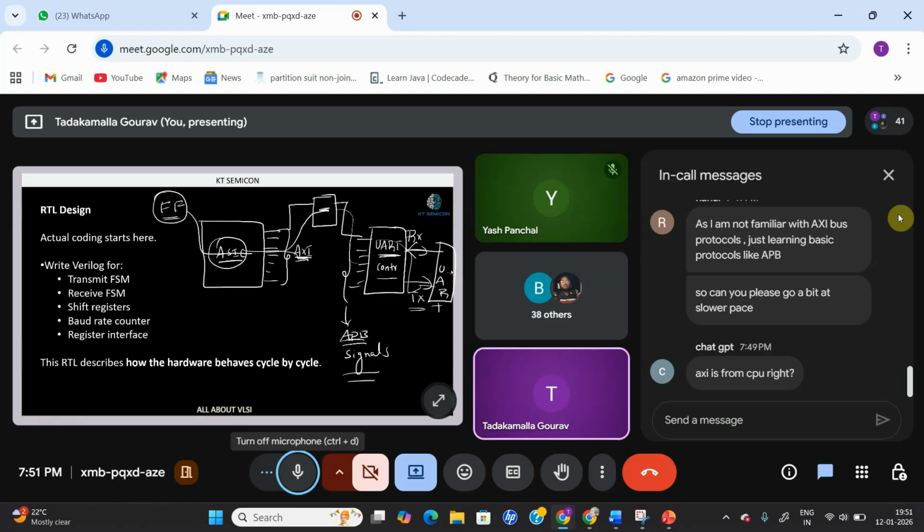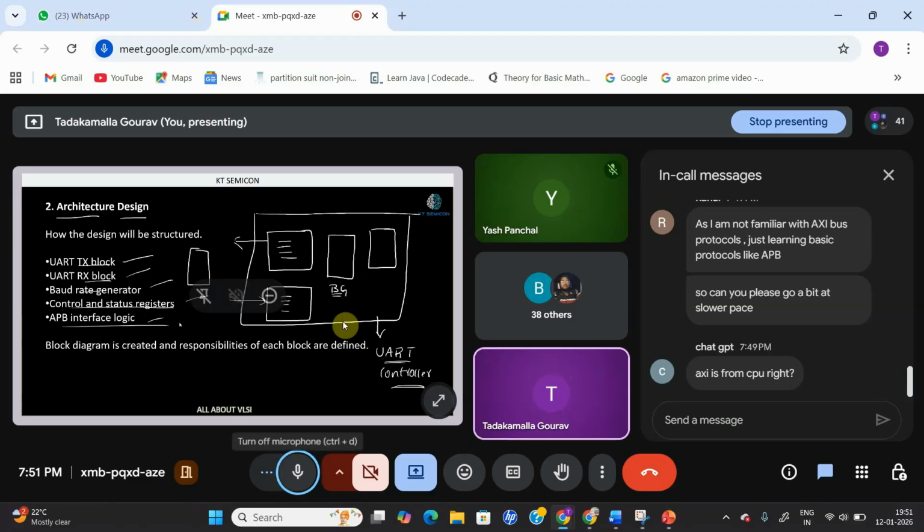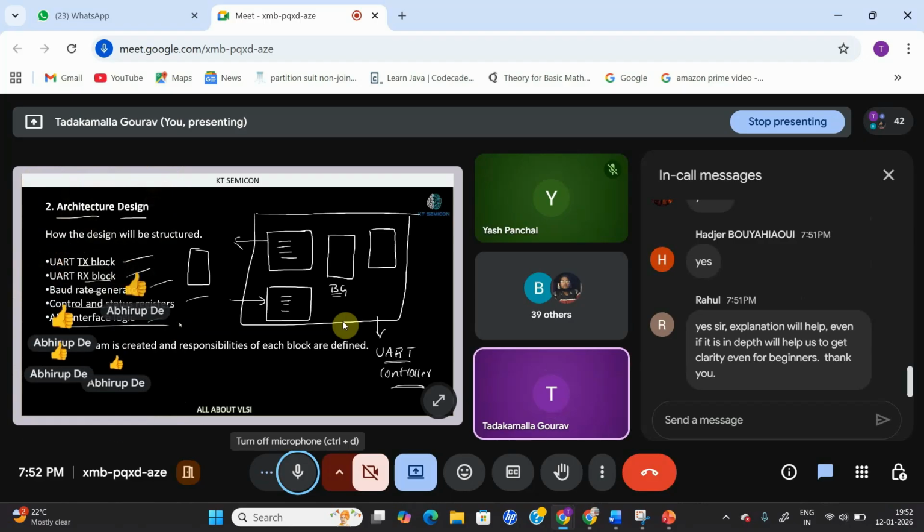Now is it clear? If it is not clear also, no problem. This is not our agenda. Our agenda is just to understand the architecture design. In the architecture design, we are going to have the TX block, RX block, baud rate generator, control and status register, and APB interface logic. We are not discussing the UART controller with APB interface. That course we are not discussing; that we will discuss in the future. Further, the requirements and the prerequisites are different. So that is what our main agenda will be.